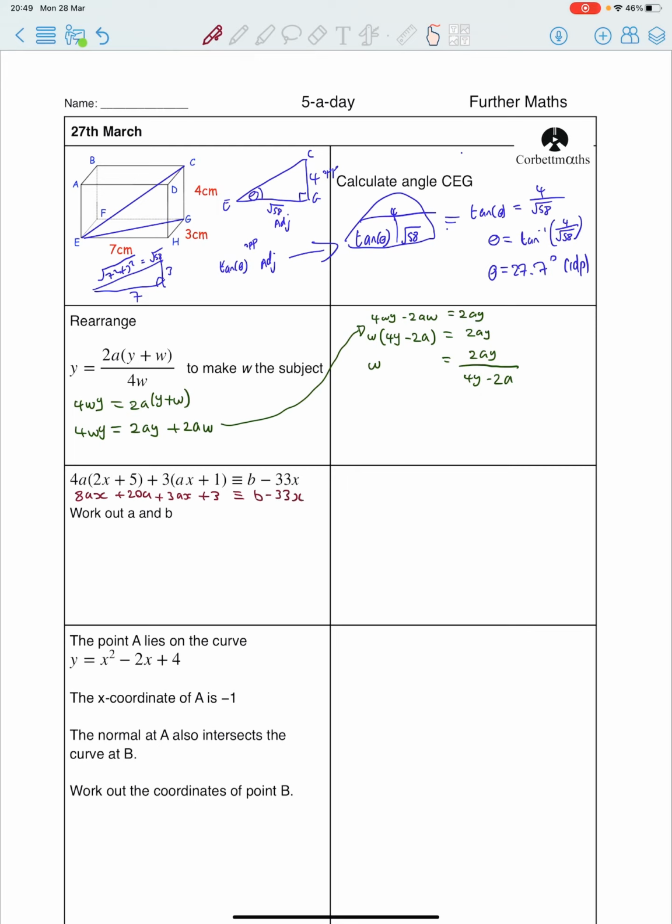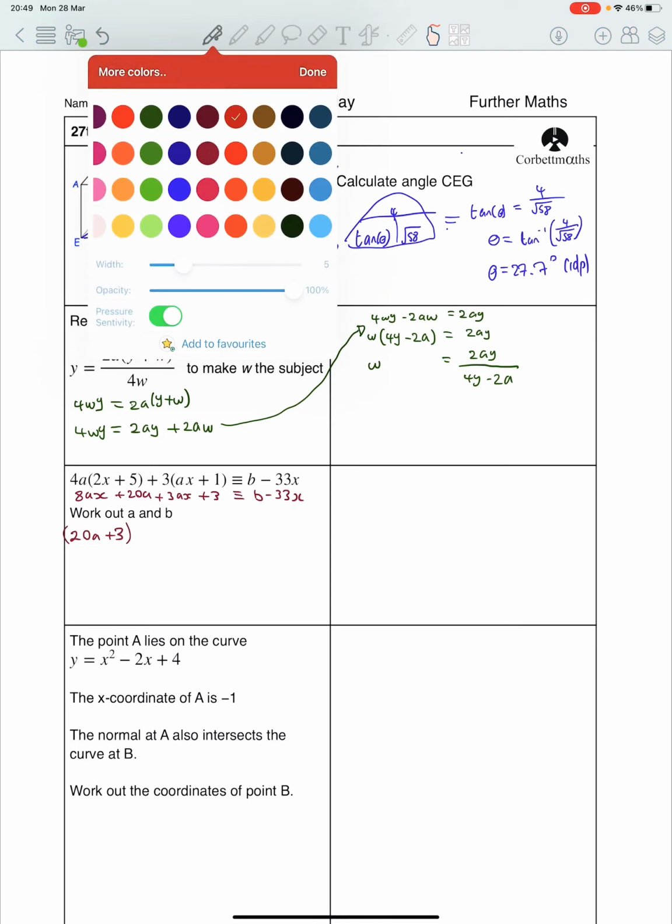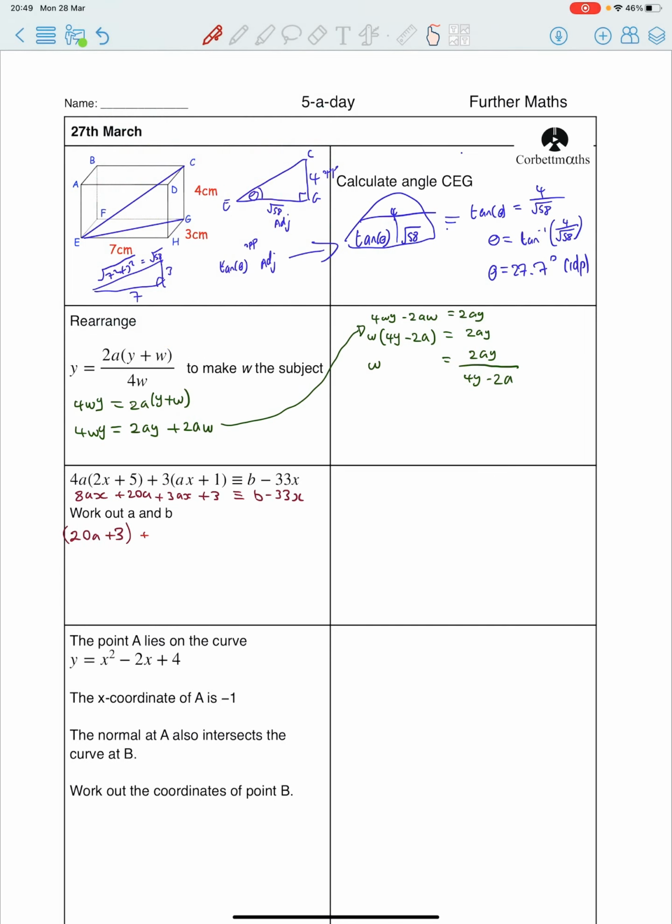Okay, if I were to collect the like terms, the things that don't have x's, that is 20a plus 3. So that's one thing there. I'm going to put that in brackets. And the thing with x's, that's going to be 8ax and 3ax. So that's plus 11ax in total. And that is equivalent to b minus 33x.